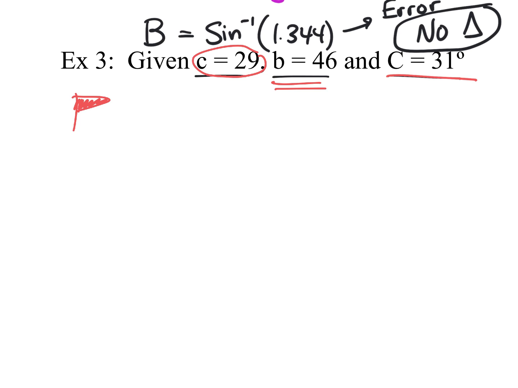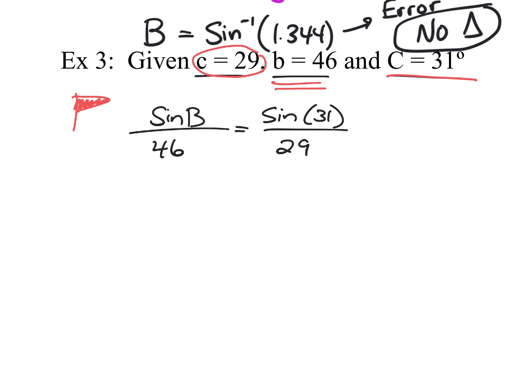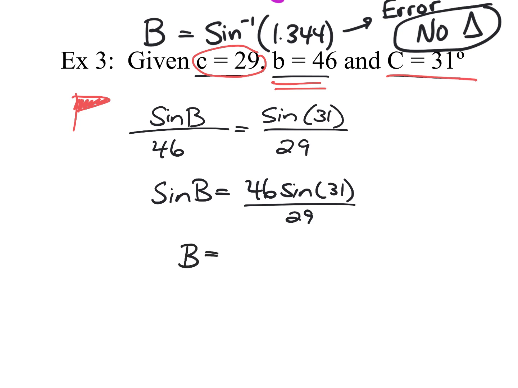So I'm going to start here by trying to find angle B. I'm going to say the sine of angle B divided by 46 will equal the sine of 31 degrees over 29. So I'm going through this problem now, and I'm going to solve for angle B. So when I do this, I'm going to get the sine of B equals 46 times the sine of 31 divided by 29. I will find that angle B, using the inverse sine in my calculator, is 54.78 degrees, or its supplement, right?